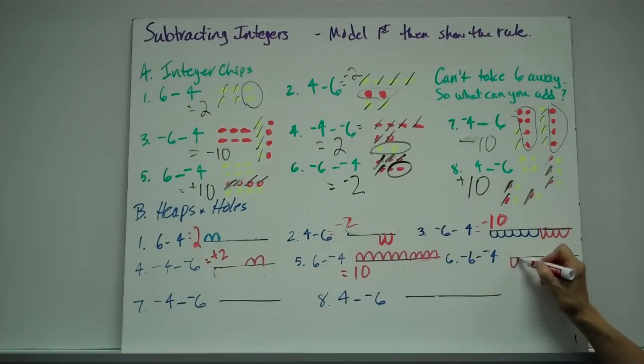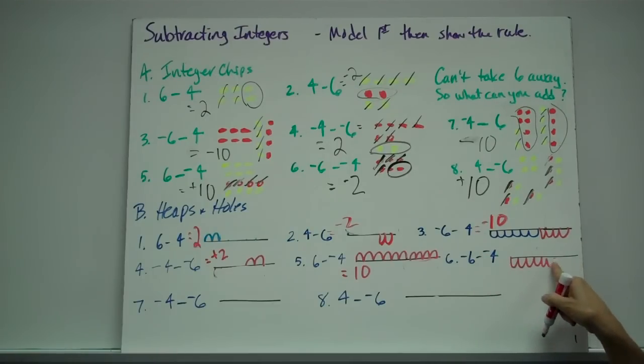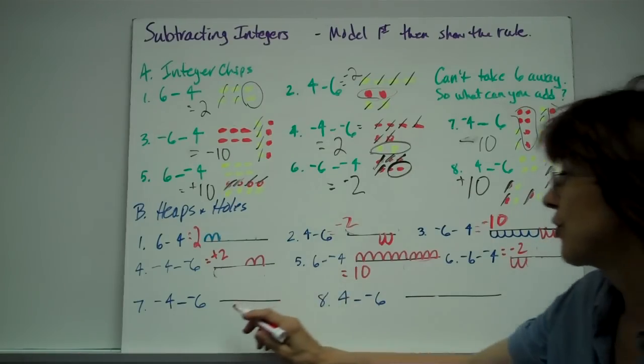Similarly here, I've got negative 6 I've got to start with on the bottom. I've got to take away 4, negative 4. So that's easy. I just take away 1, 2, 3, and 4, and I've got negative 2, so my answer there is negative 2. All right, two more to go here.